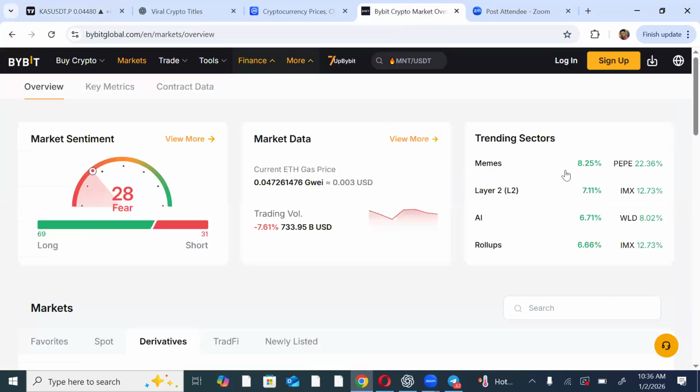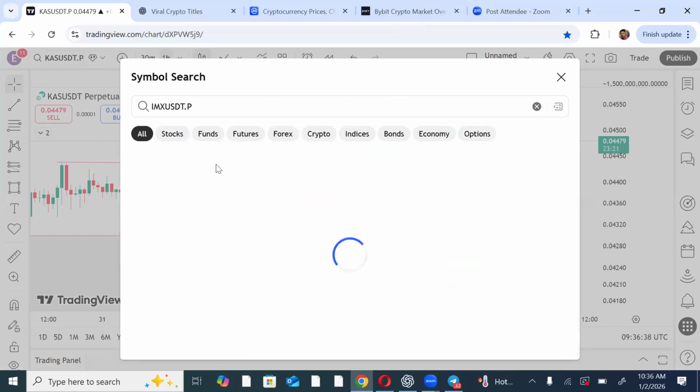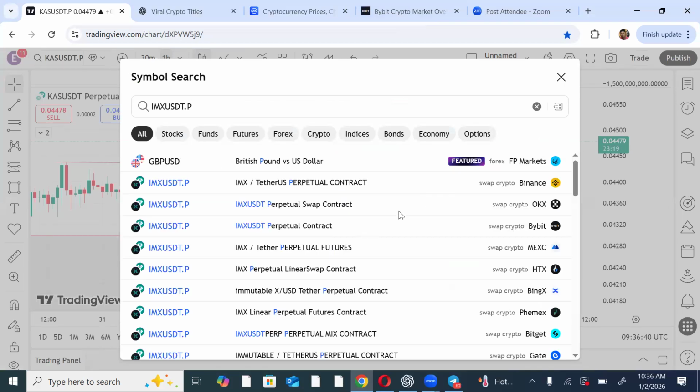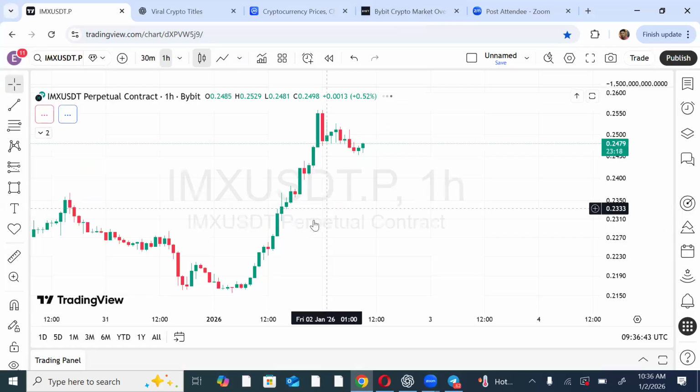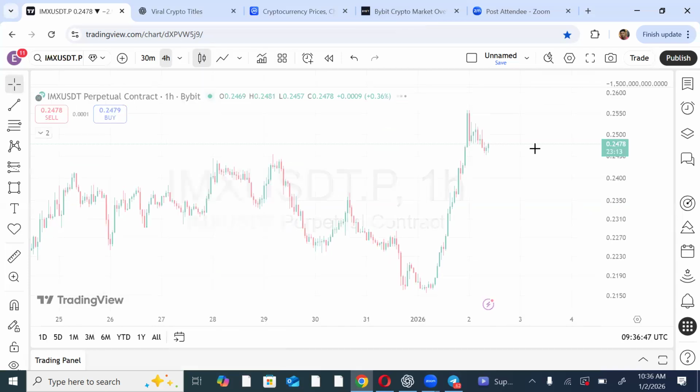So now let's look at this now. You see, we have layer 2. They've even given us the coin, IMX. We can just go here and do analysis on them and see what exactly is going on. This is IMX. Okay, this looks like price is already moving.